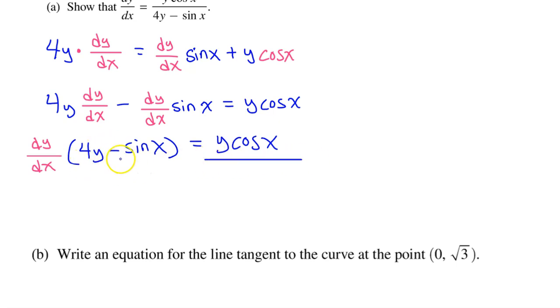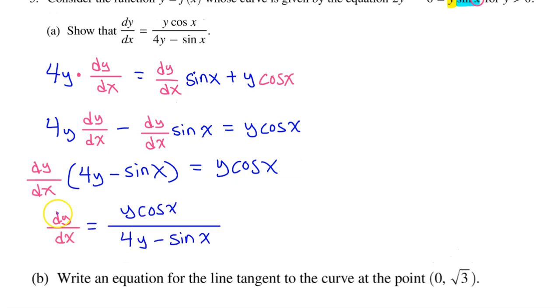We can get dy/dx by itself by dividing both sides of the equation by this expression. So basically, this set of parentheses will end up in the denominator. dy/dx is equal to y cosine x over 4y minus sine x. And that's exactly what we were supposed to show.